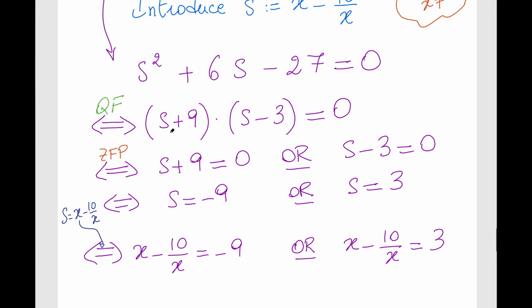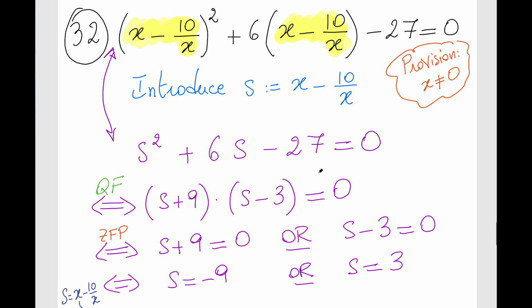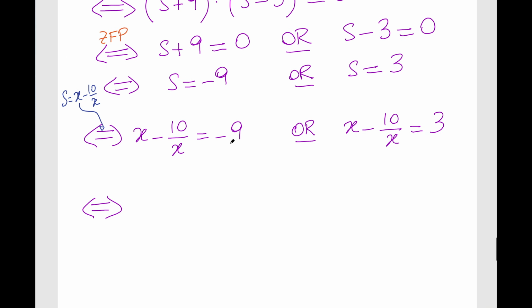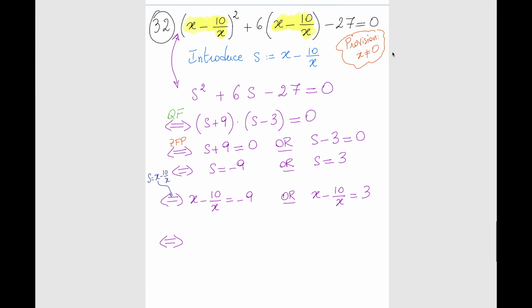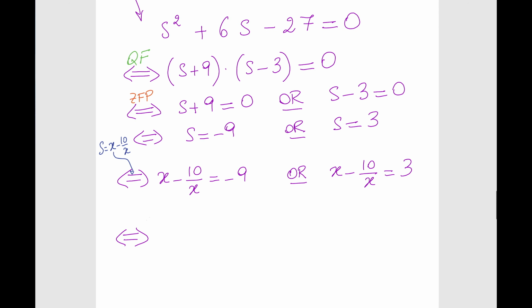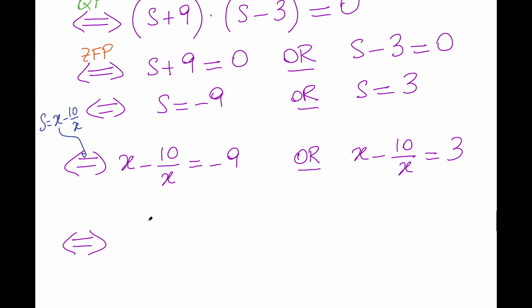So since x is not 0 all along, how about we multiply through by x? We can do so. We can multiply an equation by any non-zero entity and pick up an equivalent equation, right? And that x that I'm multiplying with is not 0. It's part of the provision, right? So since x is not 0, let me label the equivalence here: see provision above, right?